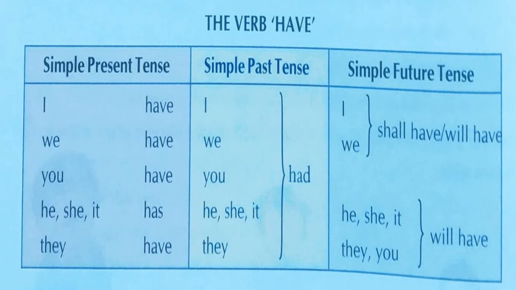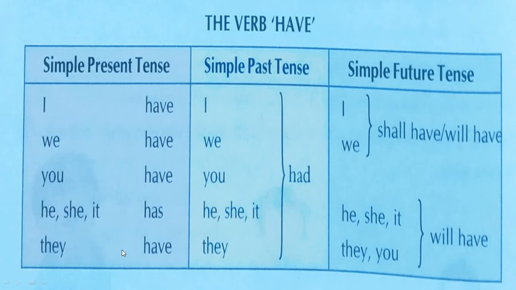Next comes the verb have. With the verb have, sometimes we use have, sometimes has, and in the past tense it is always had. And in the future, will have or shall have. So in the simple present we have I have, we have, you have. In the same way, for the third person singular we use has. Has is the singular verb.